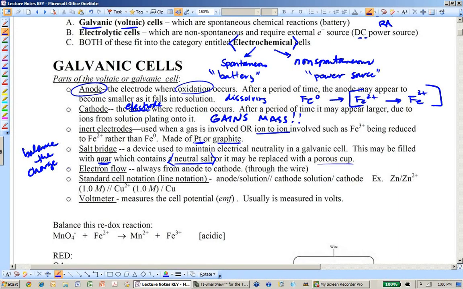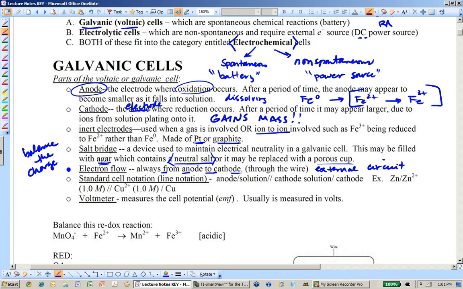We also talk about the electron flow. The electron flow is always from anode to cathode through the wire of the external circuit. Then there is what we call standard cell notation, or line notation.